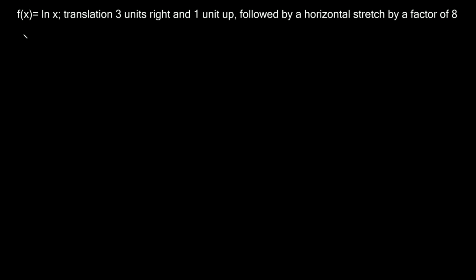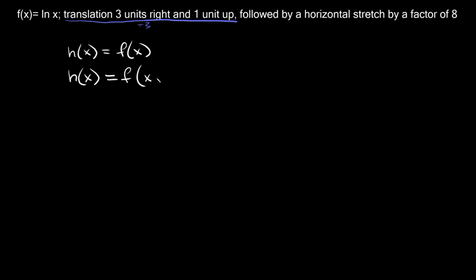All right, last one. So let's do a natural log. So we have f of x is equal to the natural log of x. So again, our first step is just saying that h of x is equal to f of x. Now we're going to apply our first transformation to f of x, right? So what is that? It says a translation 3 units right and 1 unit up, okay? So here we're going to say that h of x is equal to 3 units to the right. That would be the same thing as plus 3, so we're going to do the opposite, right? So we're going to say f of x minus 3, okay? And then 1 unit up would just be plus 1 at the end, right?